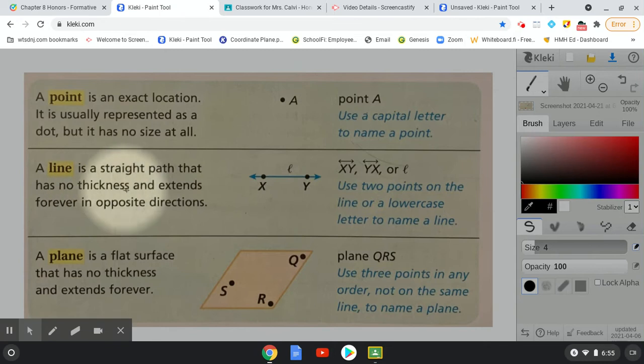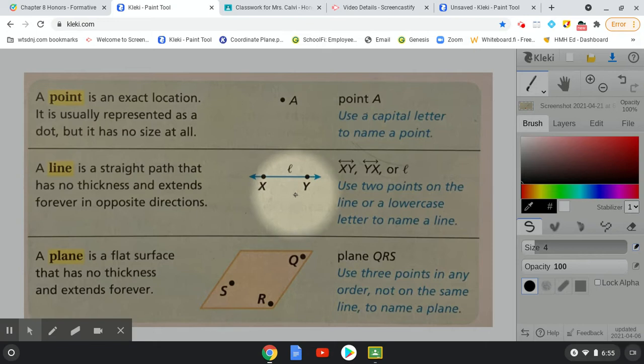All right, the next is a line. A line is a straight path that has no thickness and extends forever in opposite directions. So if you notice our line here, there are arrows on both ends, and that is because they do extend forever. Whenever we have a line, we have arrows on both ends. In this case, they also labeled it with a variable, which is an L, and it says to use 2 points on the line or a lowercase letter to name the line. Typically, you do not see this lowercase letter here. You are typically going to see a line with 2 points that have variables associated to them. And remember, those letters or variables are always uppercase.